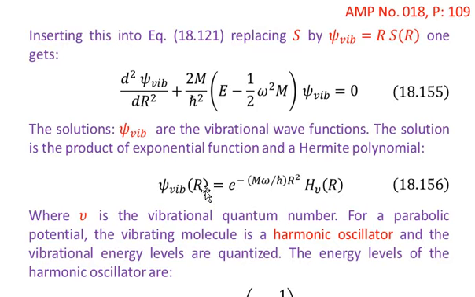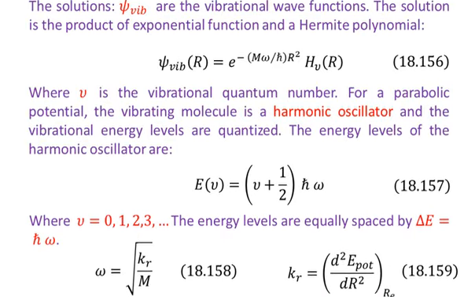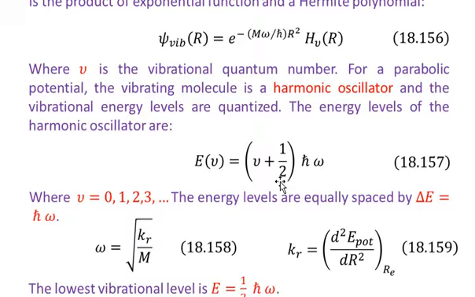So psi vibration as a function of r is equal to e to the power minus m omega divided by h bar square, multiplied by r square, and then the Hermite polynomial H v as a function of r, where v is the vibrational quantum number. For a parabolic potential, the vibrating molecule is a harmonic oscillator, and the vibrational energy levels are quantized. So in the harmonic oscillator, the vibration levels are quantized, and the space between the vibration levels will also be fixed.